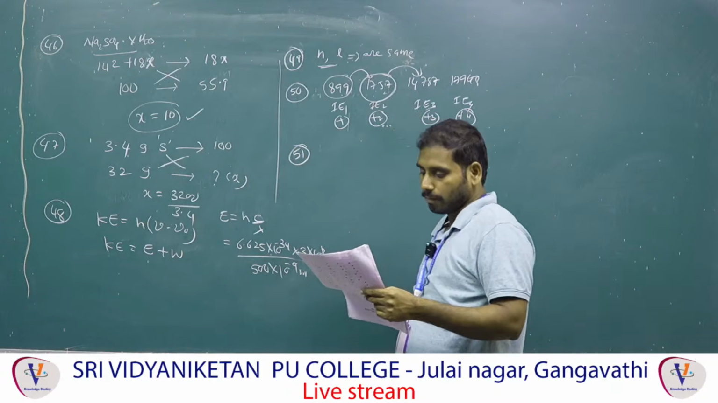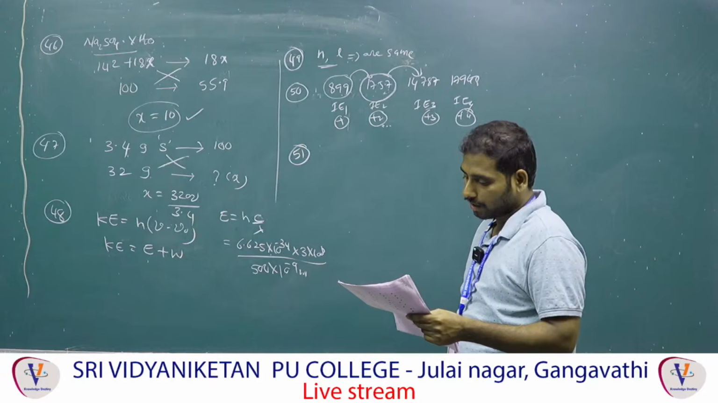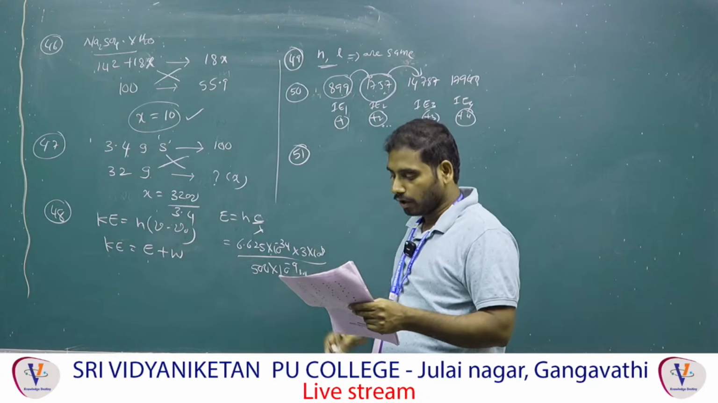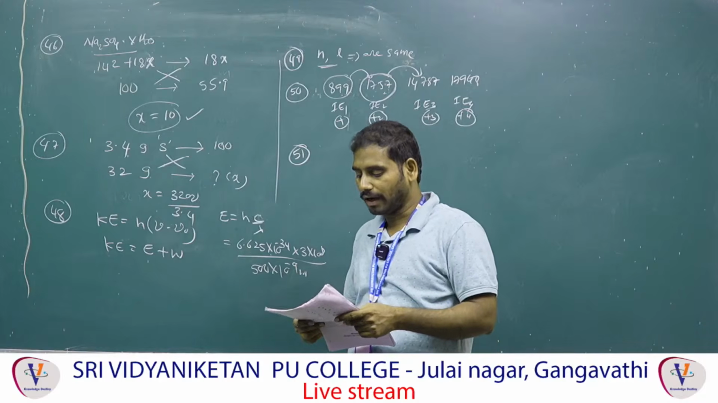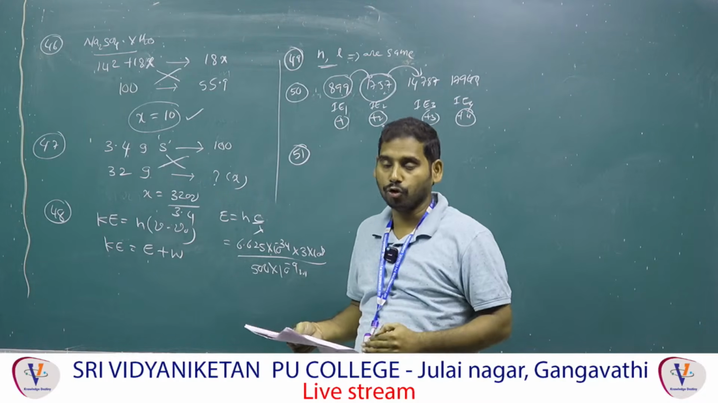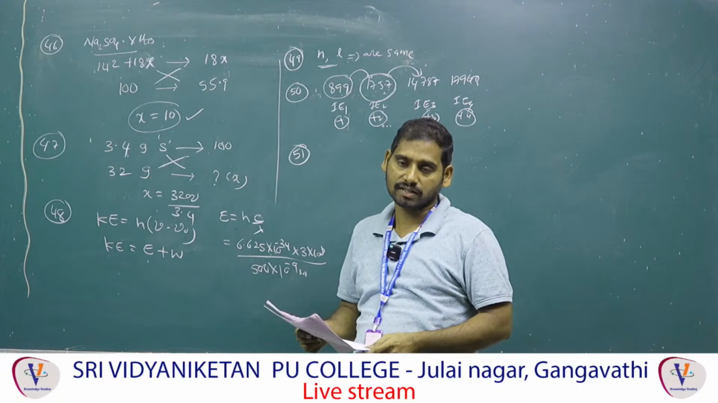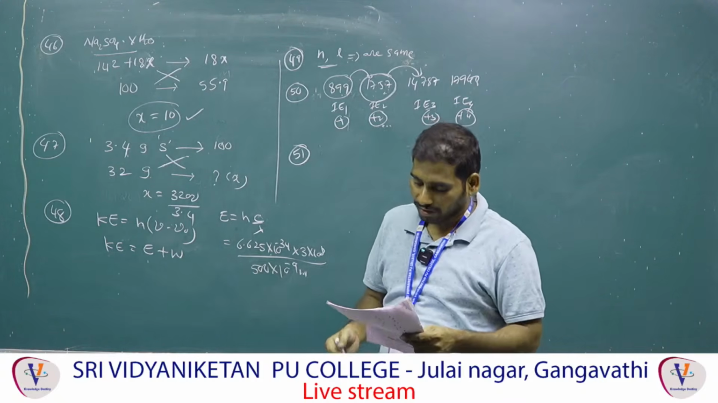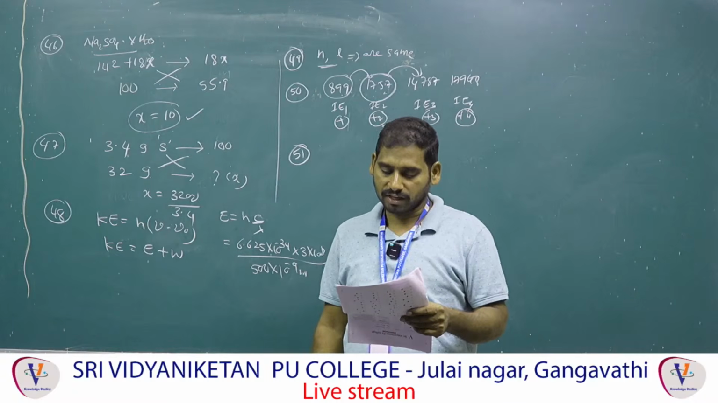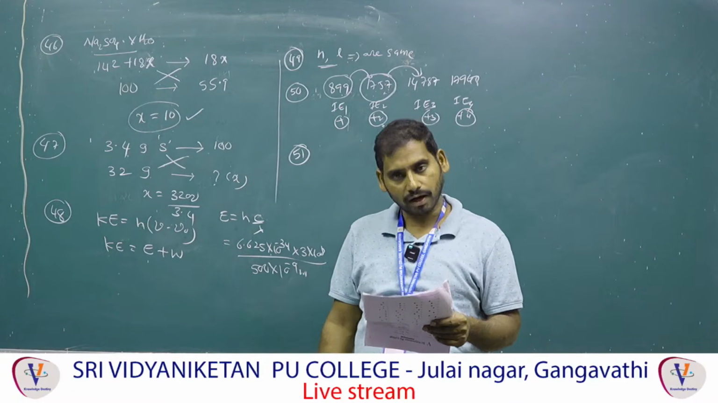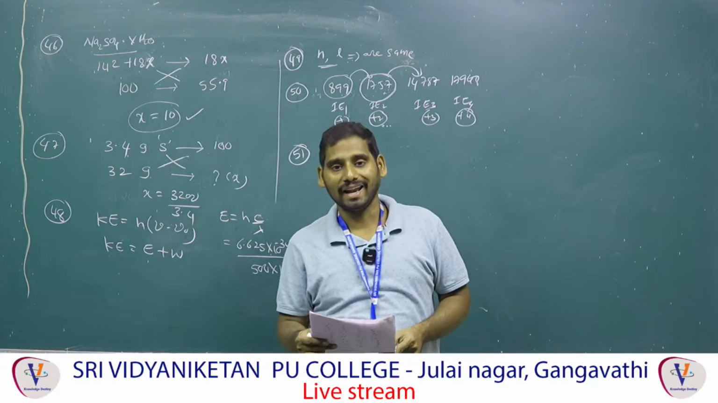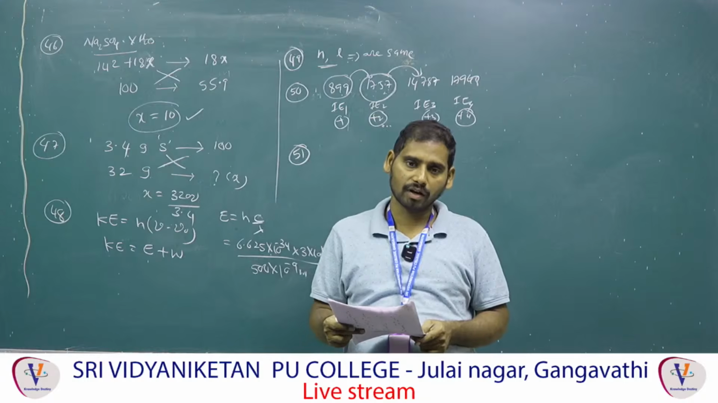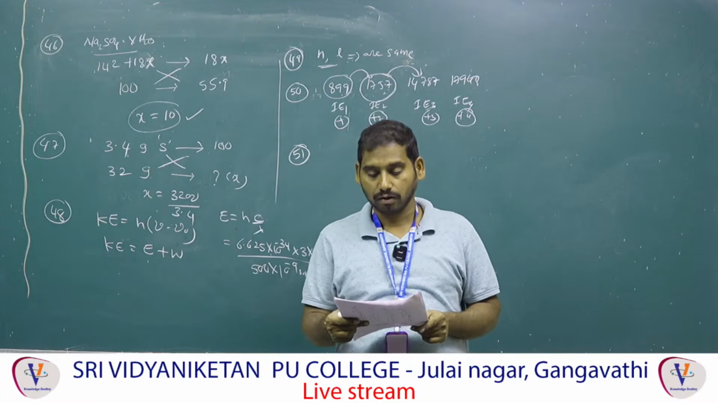Question number 51. Which of the following order arrangements does not agree? They are asking which one is wrong. Lithium, sodium, potassium, rubidium: metallic character increases from top to bottom in a group, atomic size increases, and metallic radius also increases. Next one, Al plus 3, Mg plus 2, Na plus: increasing atomic size is correct.